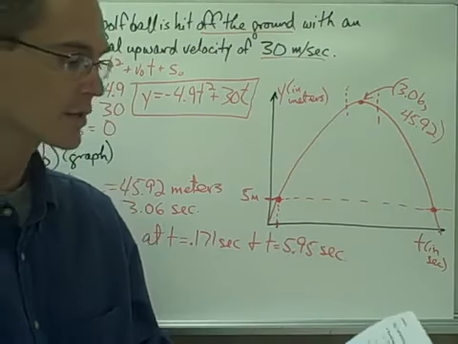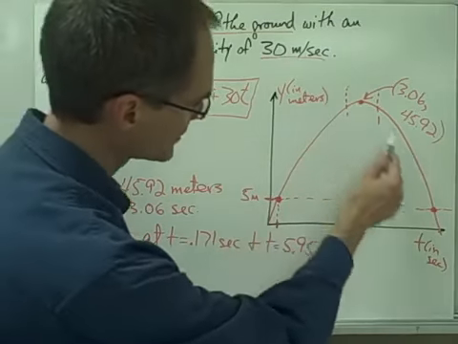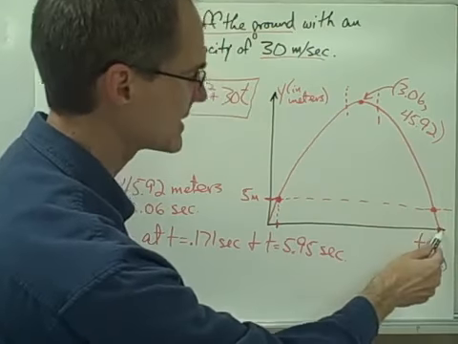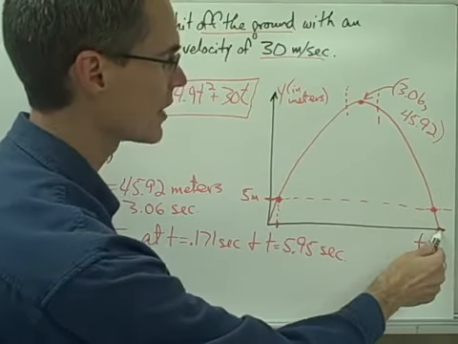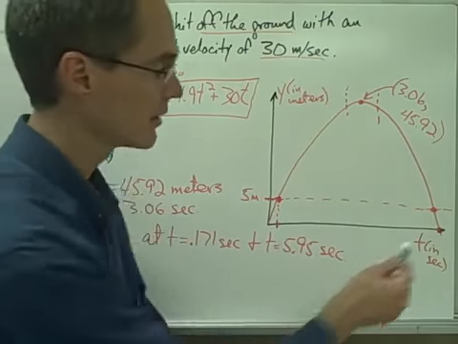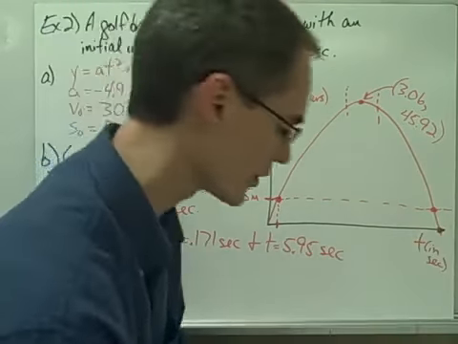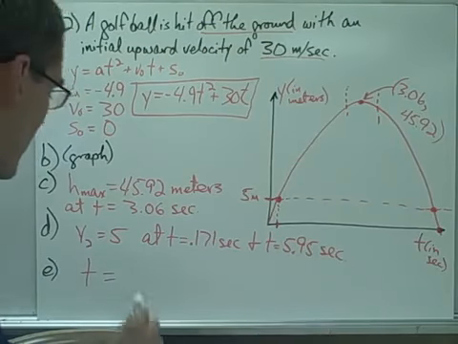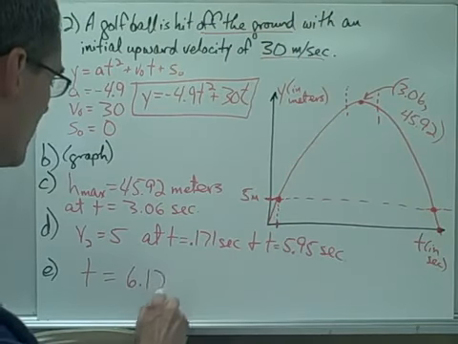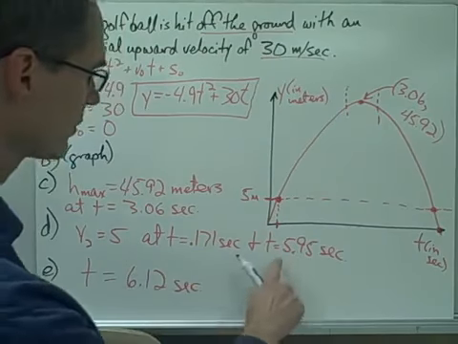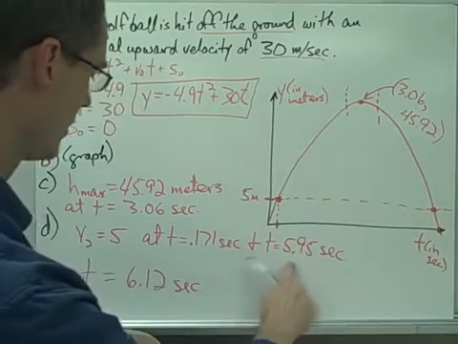Finally, I'm asked, when does the golf ball hit the ground? And the golf ball is going to hit the ground at this point right here, and that I can see is one of the zeros of my function, so I can use the zero function on my calculator to find out what this value for t is. That tells me that the value for t when the ball hits the ground is 6.12 seconds, or just a little bit of time after it passes the 5 meter mark on its way down.